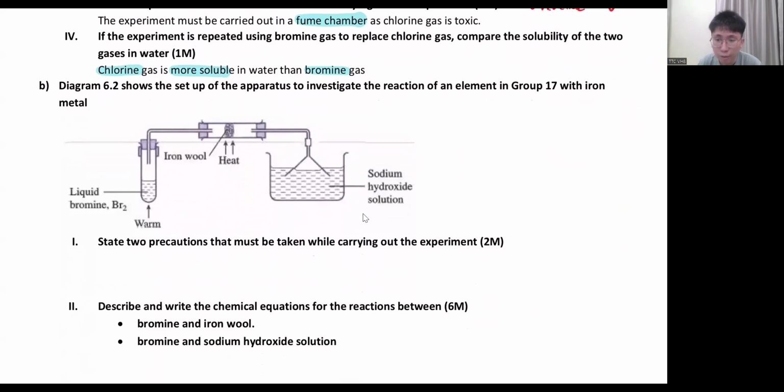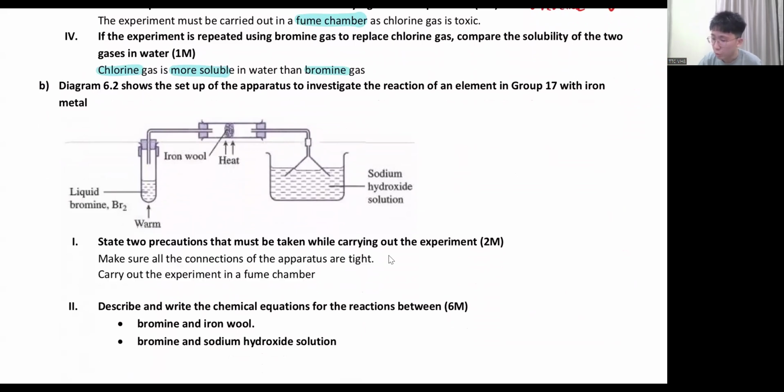So now from here, state a precaution that must be carried out during the experiment. Guys, again, these are all very toxic, very poisonous. So what we have to do is make sure all connections are tight and carry it out in a fume chamber. Iron wool is not to prevent oxygen. No, no, no. Iron wool is for you to react with the bromine.